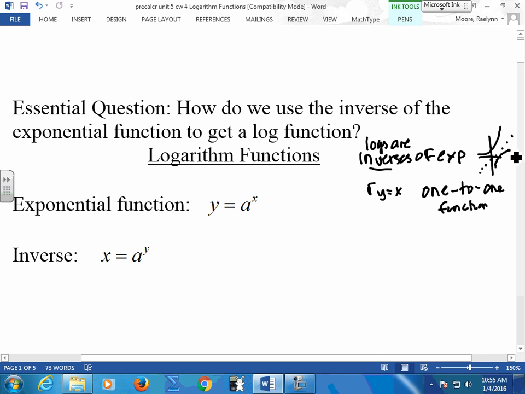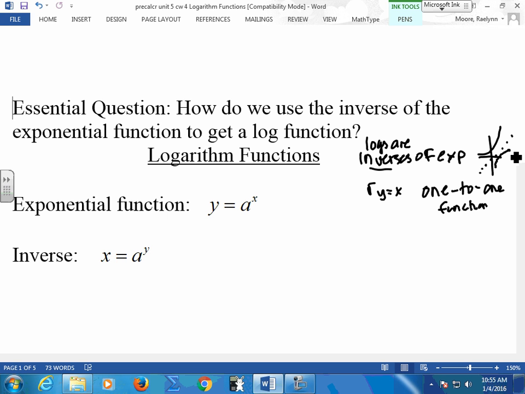And because we interchange the x and the y, everything will interchange. The domain, which was the x values, will now become our y, our range for our logs. Our range, which was our y values, will now become our x, our domain for our logs. So we're going to interchange all these things. One of the biggest things is going from exponential to log.